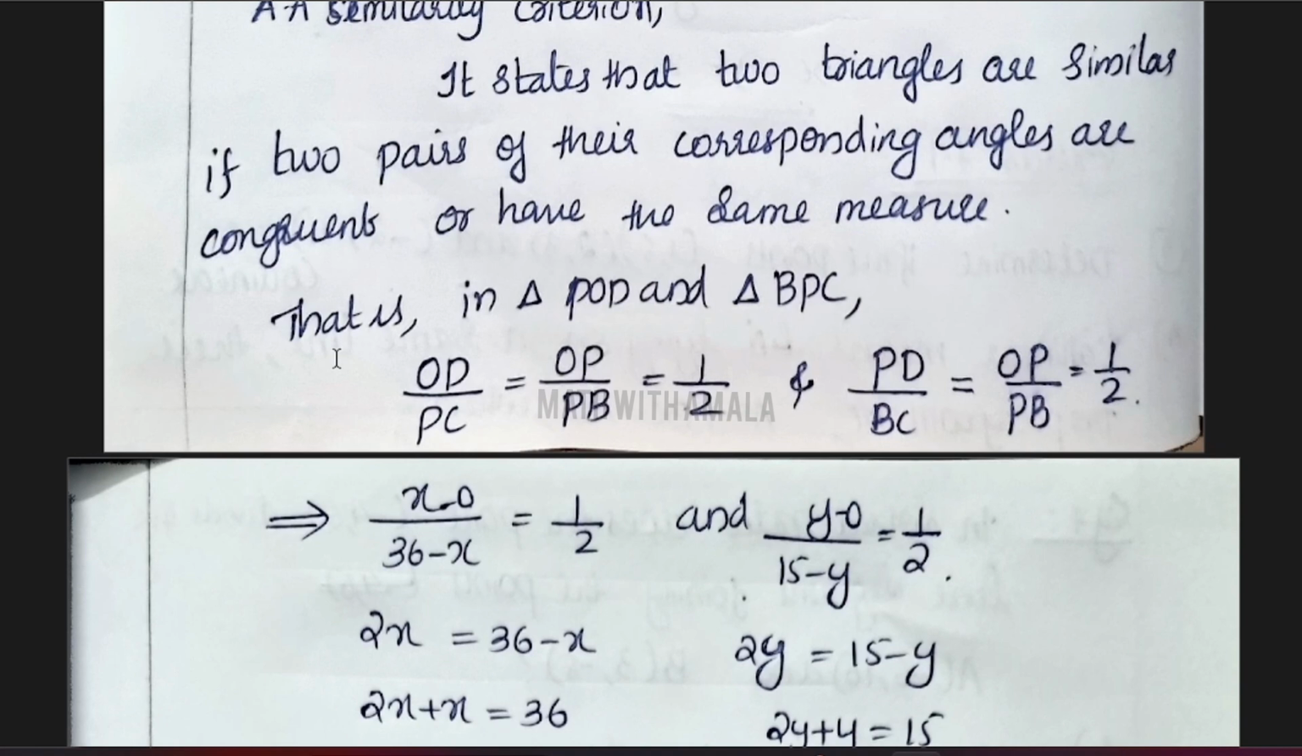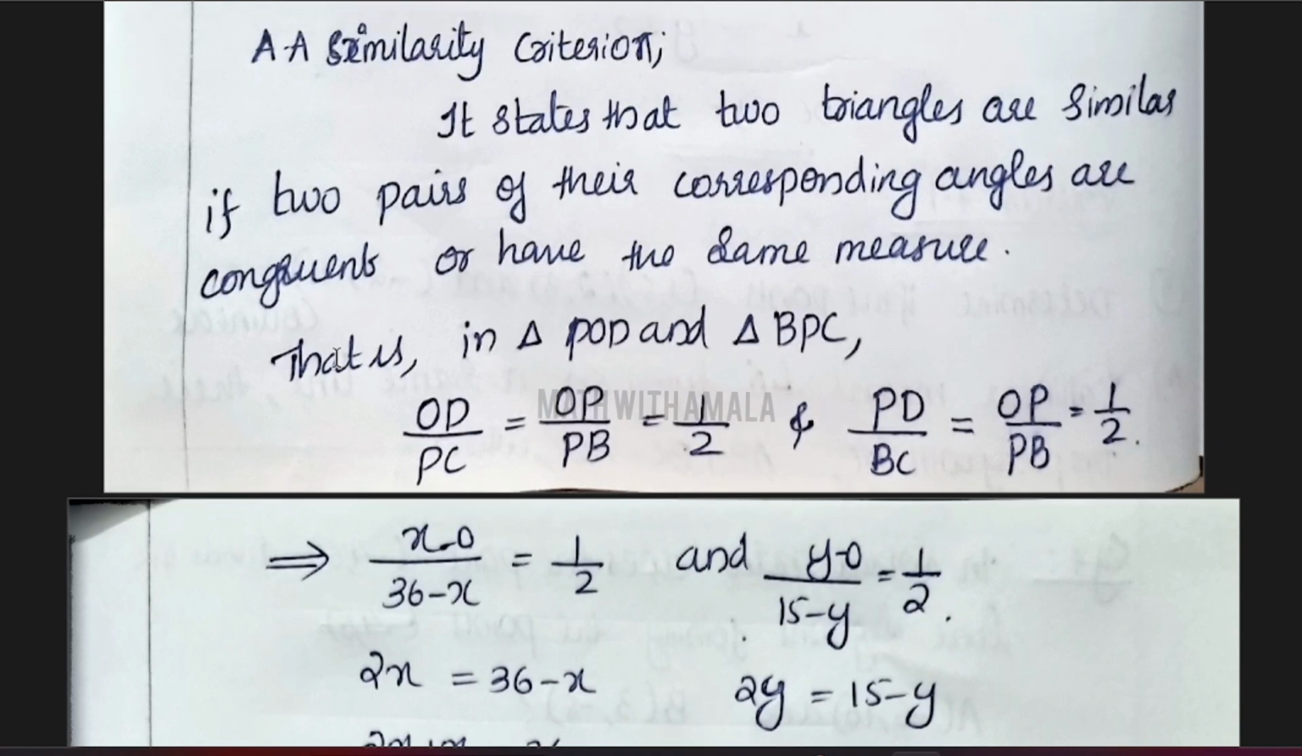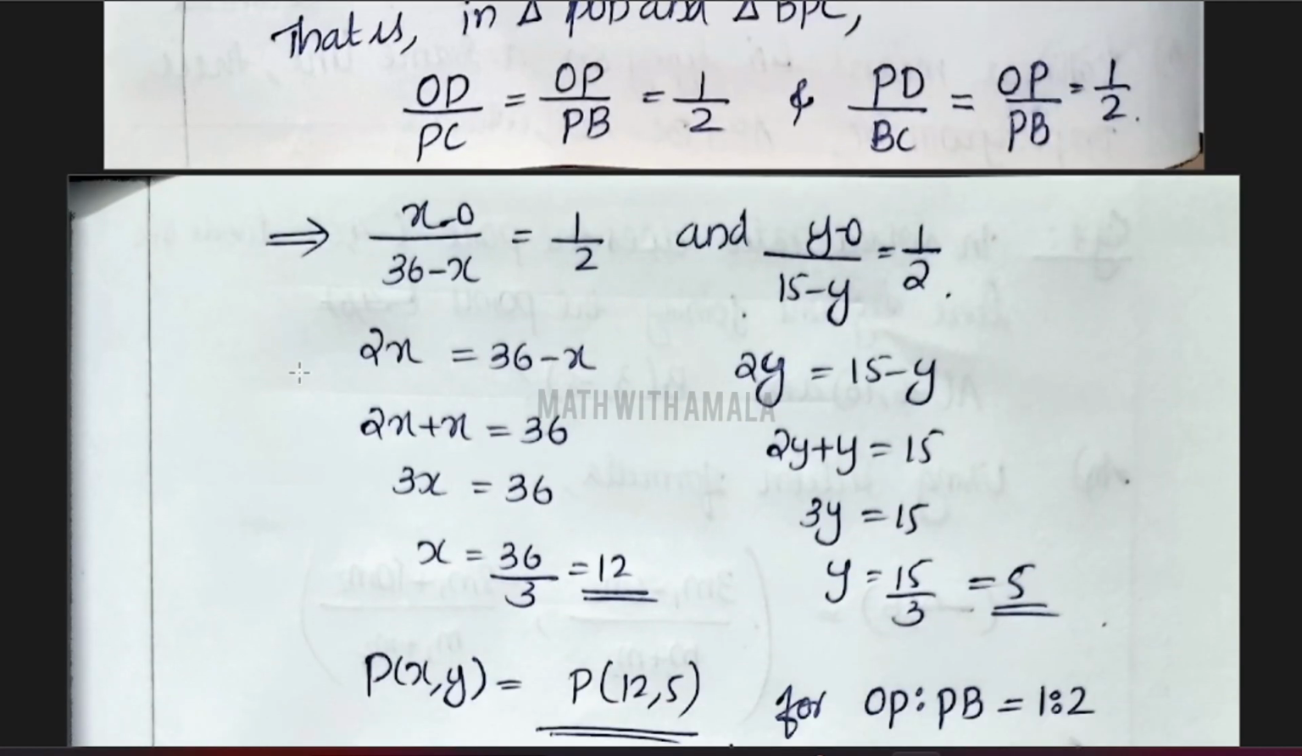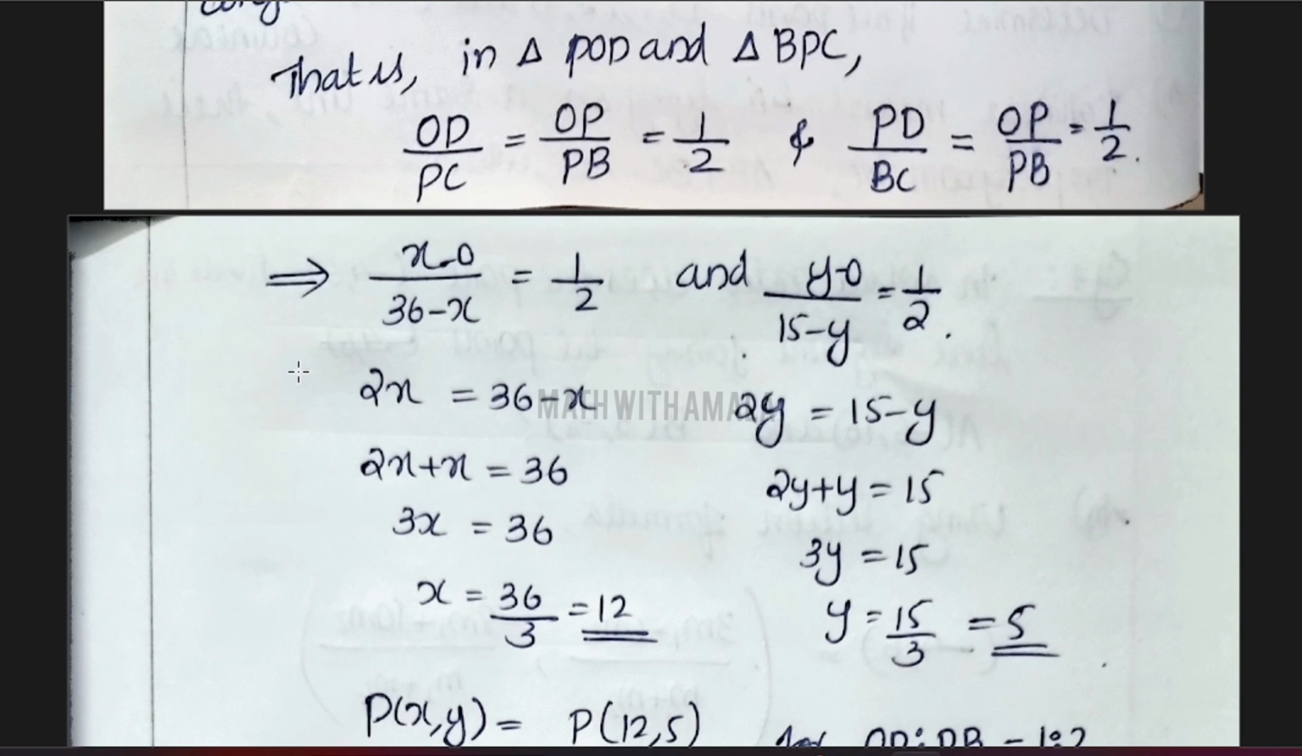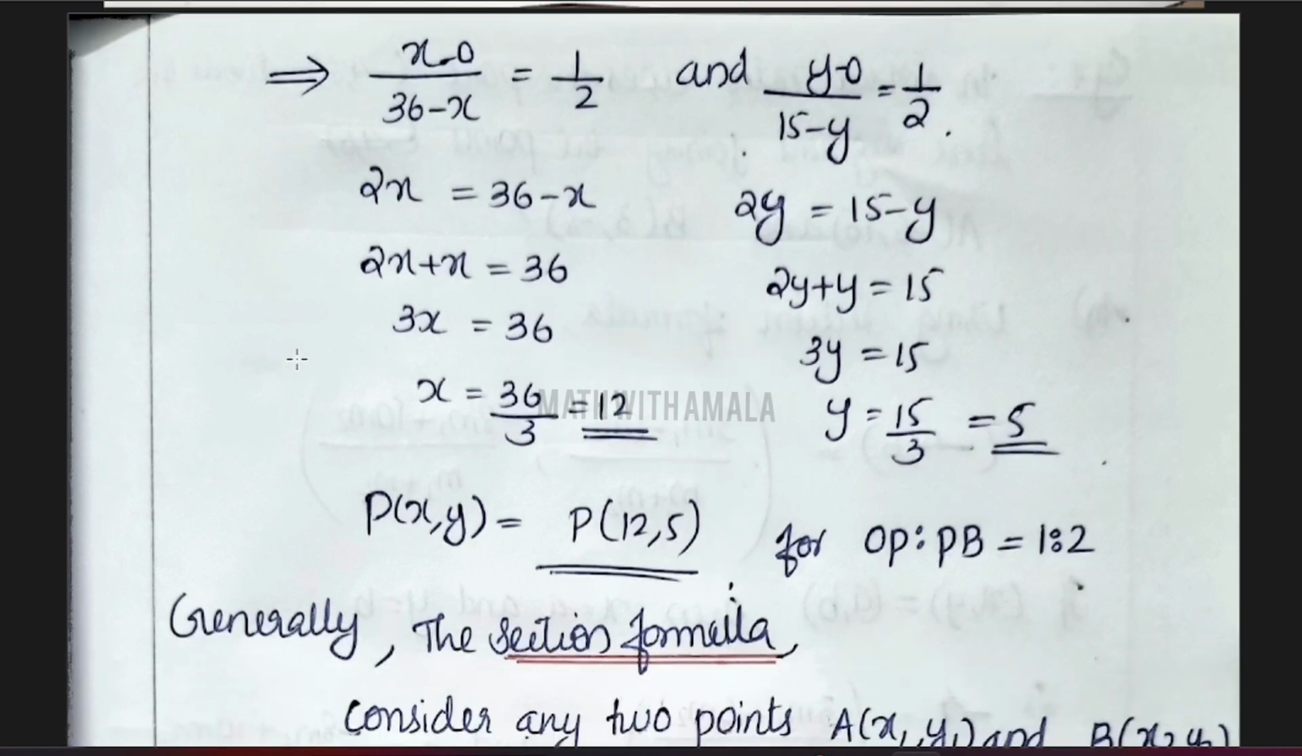same measure. That is, when we apply this criterion in triangle POD and triangle BPC, OD by PC is equal to OP by PB, which is equal to 1 by 2. Likewise, PD by BC is equal to OP by PB, which is equal to 1 by 2. That means x minus 0 by 36 minus x equal to 1 by 2. Likewise, y by 15 minus y is equal to 1 by 2.